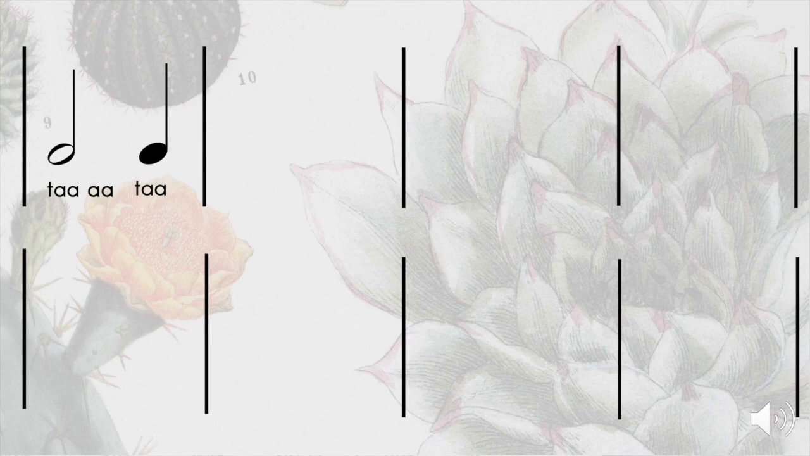Let's go on to measure 2. Here is measure 2. And here it is again. Let's listen to it one more time. For measure 2, even though it's different sounds on the piano, it's the same rhythm again. It's a 2-pulse note followed by a 1-pulse note.